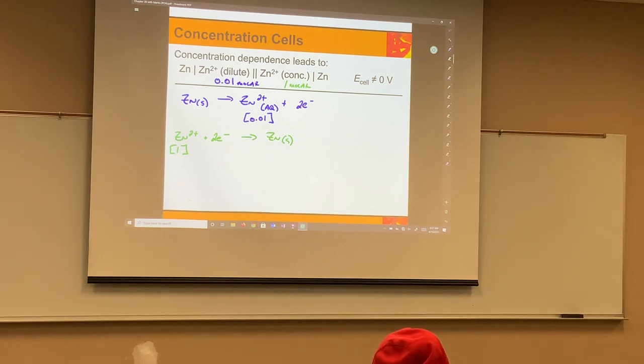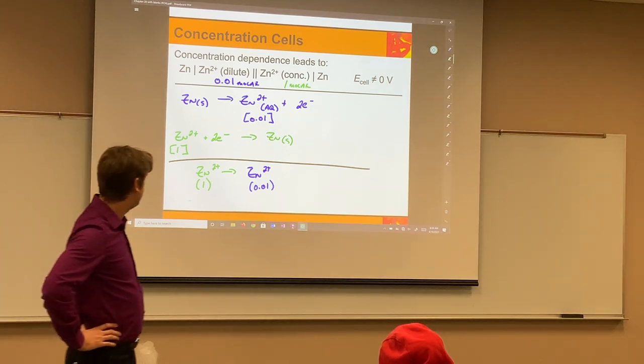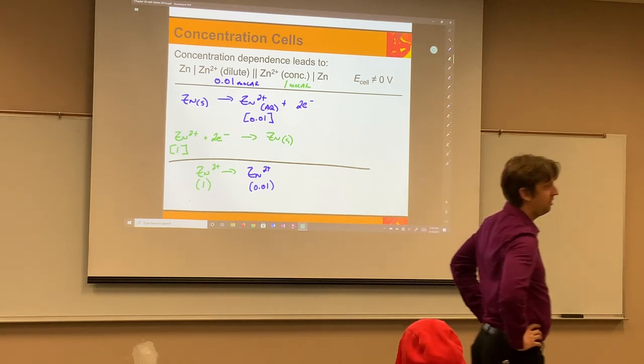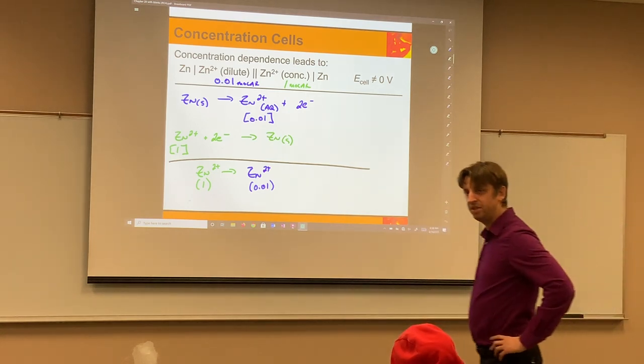Okay, so what does this simplify to, right? Well, if we're just looking at what is part of our reaction or what we need to think about for our equation, this simplifies to zinc 2 plus going to zinc 2 plus, okay? 0.01, and what? So can you guys calculate what E of the cell is going to be given this information? So what's E of the cell? What's the potential for this cell going to be?